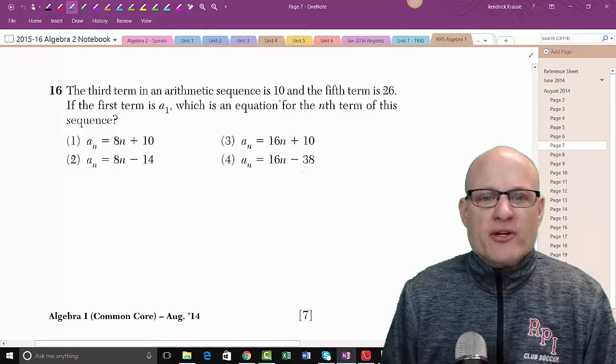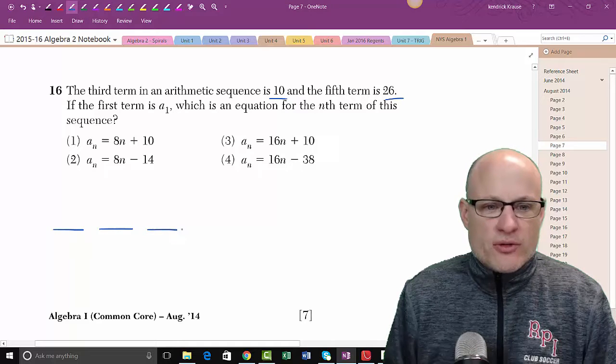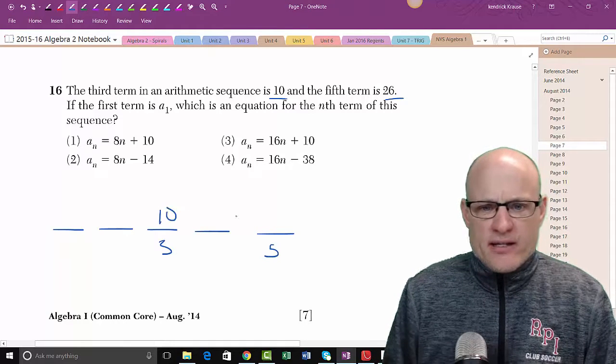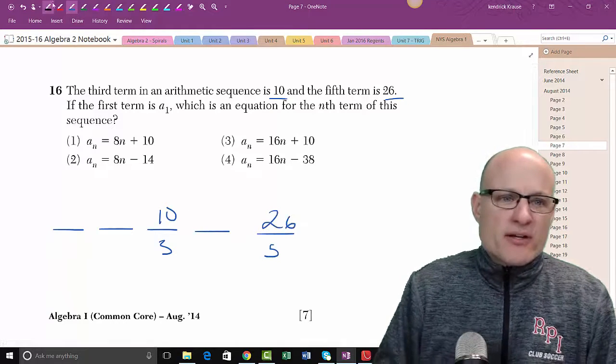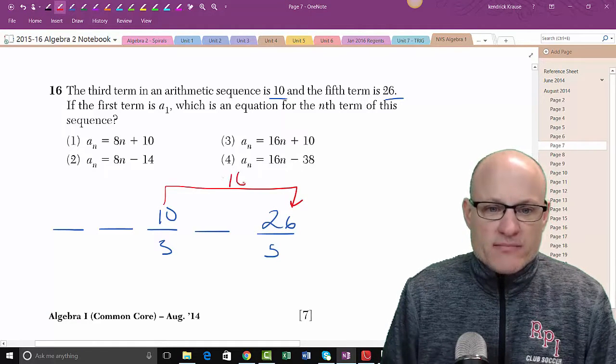Third term in an arithmetic sequence is 10. The fifth term is 26. So what we're going to do is 1, 2, 3, 4, 5. This is 3. This is 5. This is, what is it? 10 and 26. Now I'll bust out the other color. Now I'm looking here at a difference of 16.